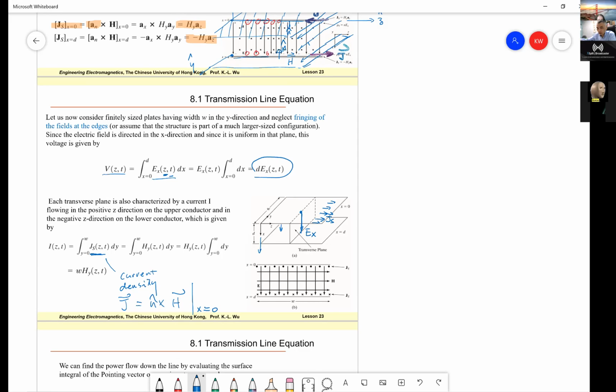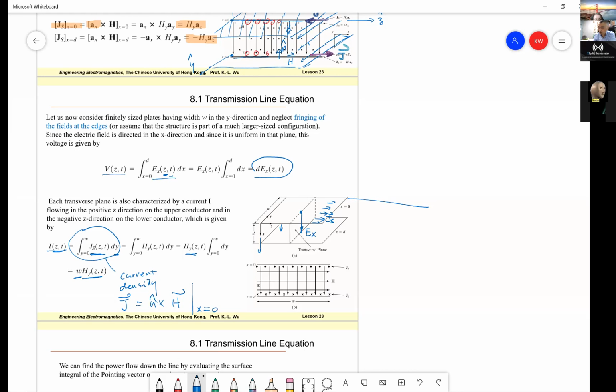Okay, J_S. Then this is only the current density along Y. Then we collect all this density, okay, by adding them up together, we form an integration. Then we find the total current, because this magnetic field is not a function of Y, so this integration is just simply the magnetic field multiplied by the width of this strip.